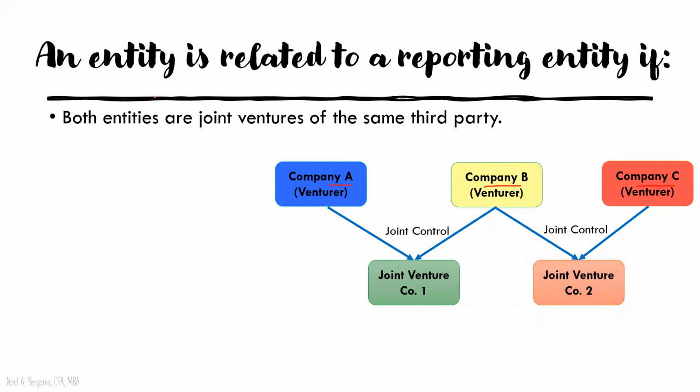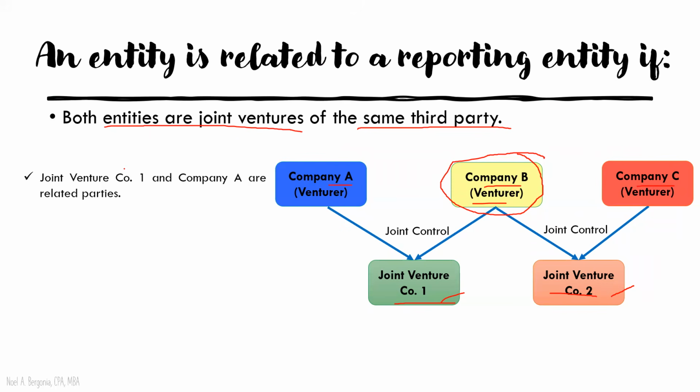Okay. So ngayon po, ang sabi dito, both entities are joint ventures of the same third party. Okay. So alin po dito yung same third party nitong dalawang joint venture company? Ang sagot po is si company B, of course. Okay, si company B. So that means company B is considered as a related party. So sorry, these joint ventures are related party doon kay company B. Okay, so tignan po natin yung relationship nila. So si joint venture company 1 and company A are related parties, of course. Moreover, si joint venture company 1 at saka si company B ay related parties. Okay, related parties sila.